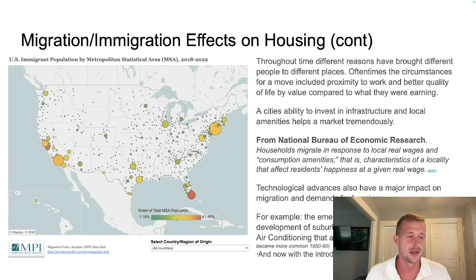Technological advances also have a major impact on migration and demands for housing. For example, the emergence of the automobile and development of suburbs in response, or the invention of air conditioning that allowed for migration to the Sun Belt. So AC became really popular from the 1950s to the 80s, and that's when you start seeing people move south. Before that, nobody moved to the south. It's too hot. And now we have the introduction of remote work.